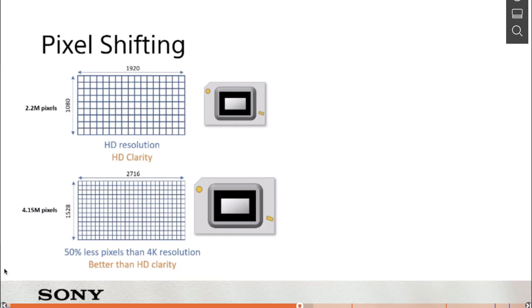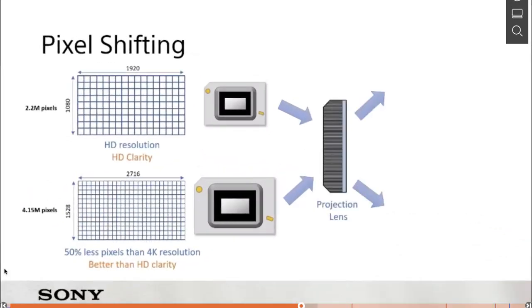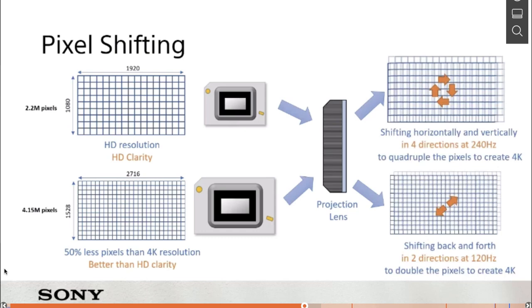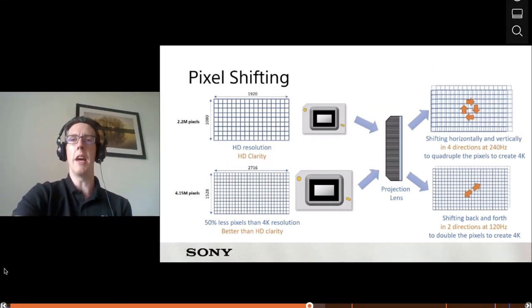For the HD panel, it shifts the panel through the projection lens mechanism in four directions. So it moves in a clockwise rotation, moving up one step at a time in a 240 hertz cycle to quadruple the pixels to enhance the image to 4K. A similar thing happens with the slightly bigger panel. It shifts in only two directions at 120 hertz to double the pixels to enhance the image to 4K. So this is what pixel shifting is.